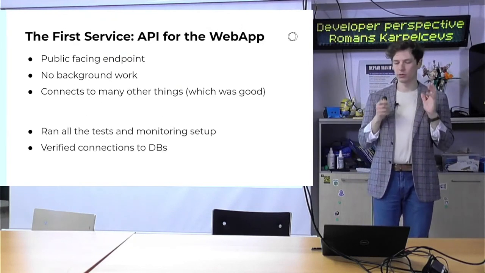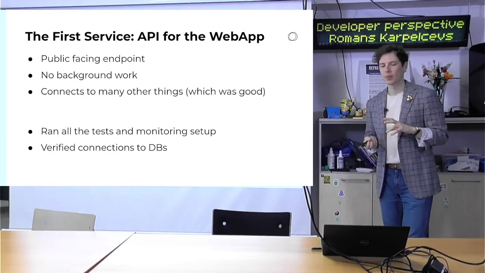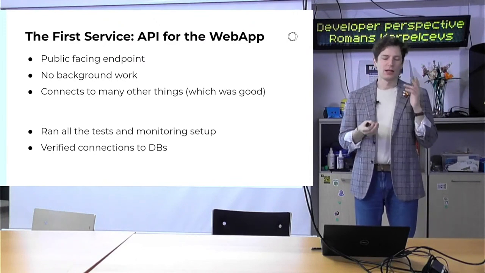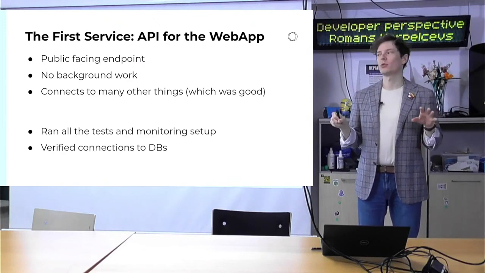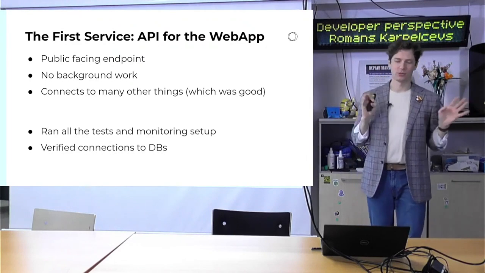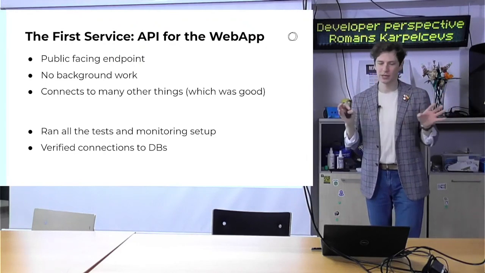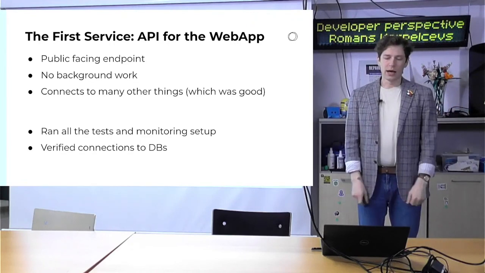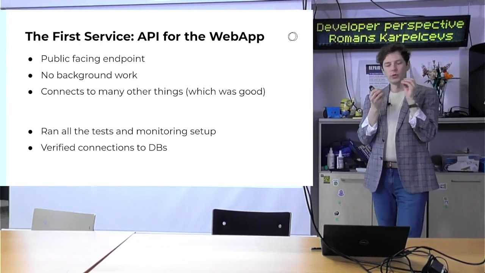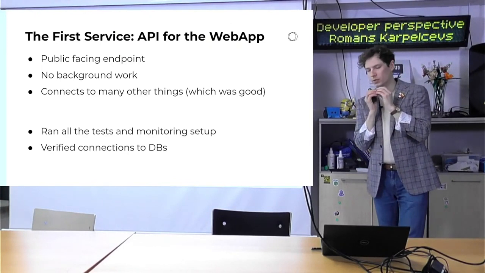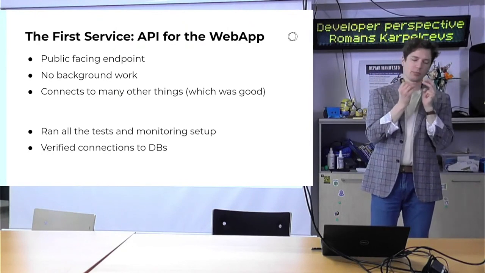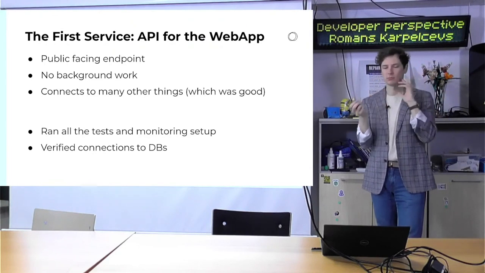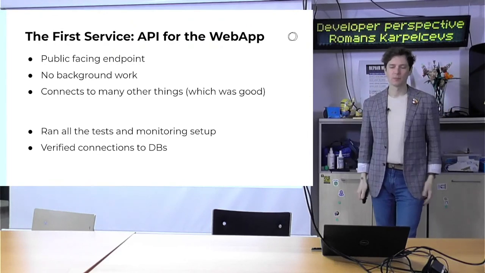So we chose the API that is serving the web app. There was already a public-facing endpoint, and it was not doing any background work whatsoever, no queues, so there was no risk of running multiple APIs; the web app just wouldn't connect to this one. It was a very good starting point. We managed to get all of the containers running and all of the monitoring set up, with Graylog and Prometheus monitoring it. We could make HTTP requests to it and see what is failing and what isn't.